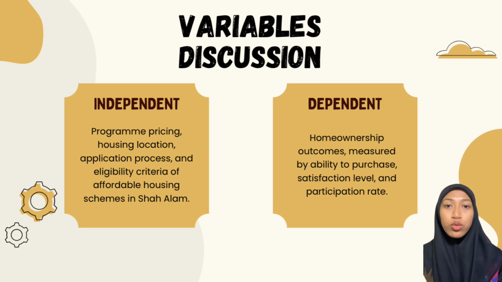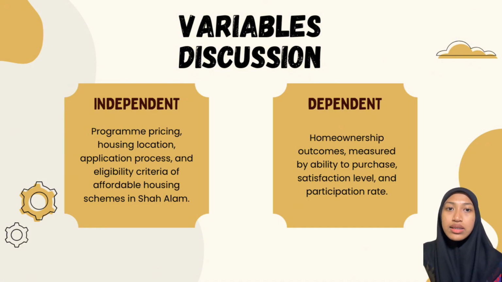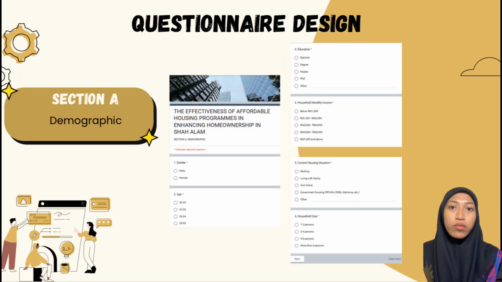For variables, there are two types. First is the independent variable and second is the dependent variable. In this study, the independent variables include aspects of the housing program such as pricing, location, application process, and eligibility rules. The dependent variable is the improvement in home ownership, measured through respondents' ability to purchase, their certification and participation rate.